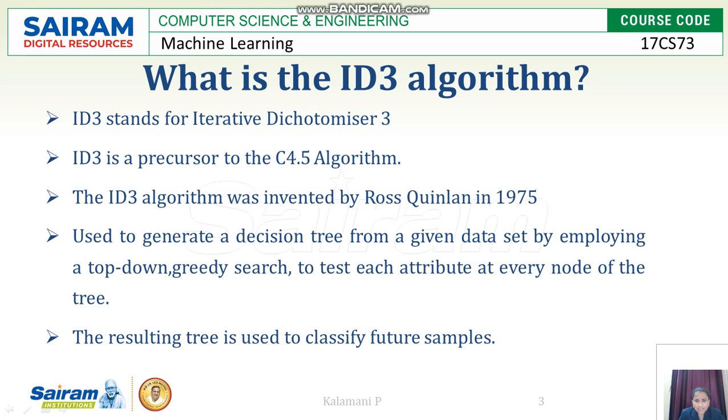It is used to generate a decision tree from a given data set by employing, as we have already seen, the top-down, greedy search method. The resulting tree is used to classify future samples. Once the decision tree is constructed from the training examples using this ID3 algorithm, whenever future examples come, we can classify whether they are positive or negative. Here especially, a discrete valued function should be used.